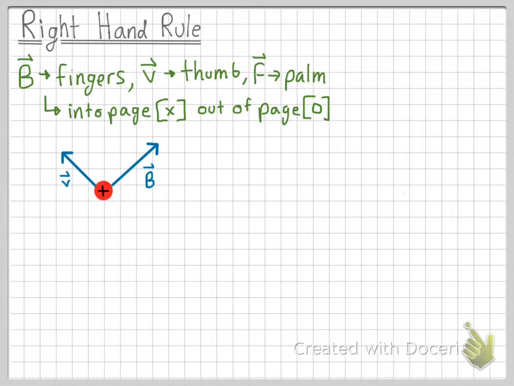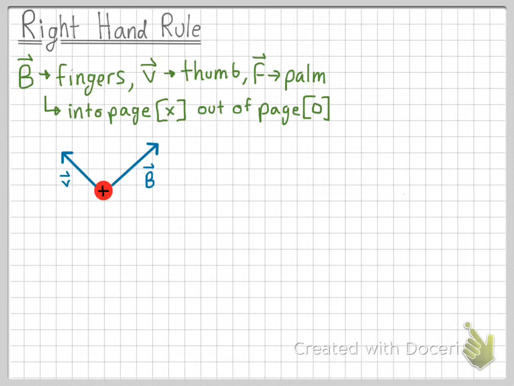It is also important to note that since we do our work in 2 dimensions, in order to symbolize into the page and out of the page, we are going to use an X and an O. So this is a positive charge here with a given velocity and magnetic field. We want to find the direction of the force.